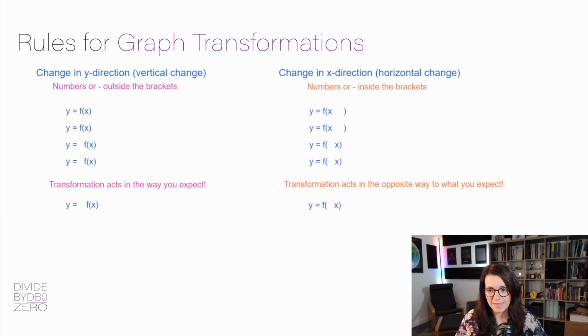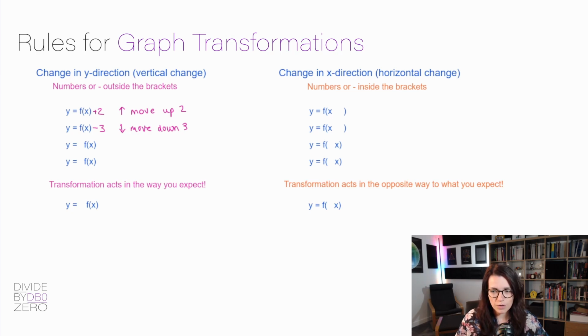For example, let's say we had y equals f of x and then plus 2 on the outside. That means we're going to move the graph up by 2. If we had y equals f of x minus 3 instead, that means we're going to go down 3. Both of those are transformations we should be aware of from GCSE. The new A-level transformations include these two that I'm going to show you now.